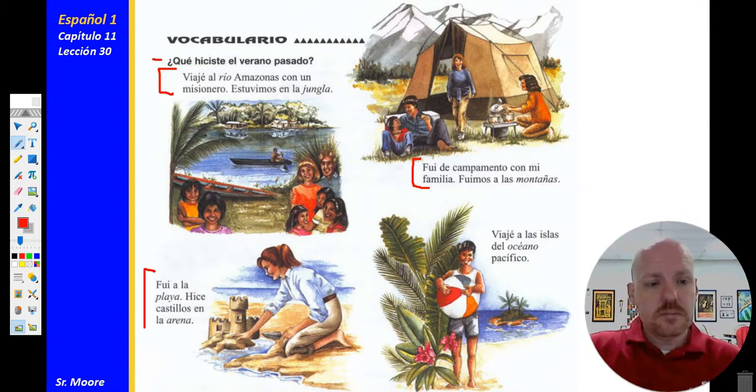Here's one. This one's very familiar to those of us that live near the beach. Fui a la playa. I went to the beach. Hice castillos en la arena. I made castles in the sand. And then the last one, viajé a las islas del Océano Pacífico. I went to the Pacific Island Oceans, or the Pacific Ocean Islands.